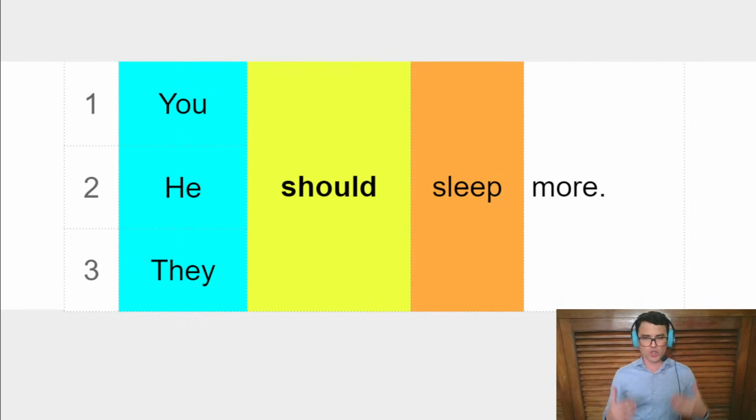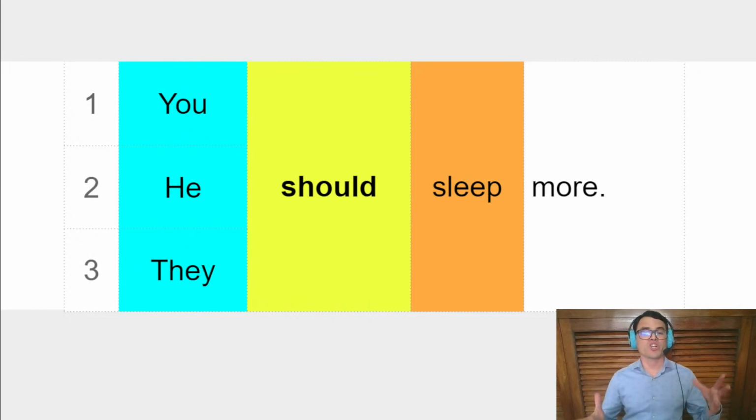To make a sentence with should, to give a suggestion, to give advice, you first need the subject in light blue, then the modal verb should in yellow, and then a verb in base form in orange. And it doesn't matter what your subject is, it can be you, he, they, she, it, we. You will always use should and a verb in base form. So light blue, you, he, she, they. Yellow, should. Orange, sleep more. Sentences: You should sleep more. He should sleep more. They should sleep more.